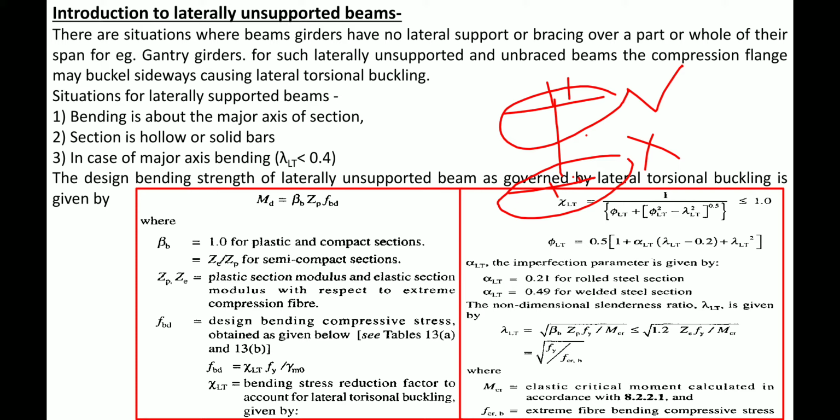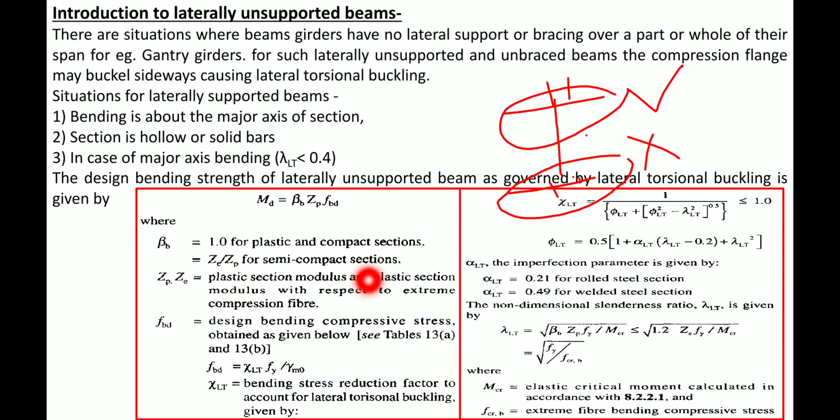Then the situation may arise for a laterally supported beam. So we know that bending is about the major axis of the section, meaning the longitudinal axis along the ZZ axis, or we can call it the X axis. Section is hollow or solid bars. In case of major axis bending, lambda LT less than 0.4, the design bending strength of a laterally unsupported beam as governed by lateral torsional buckling is given by the design bending moment MD equal to beta B into ZP into FBD. We already studied beta B is 1 for plastic and compact section.